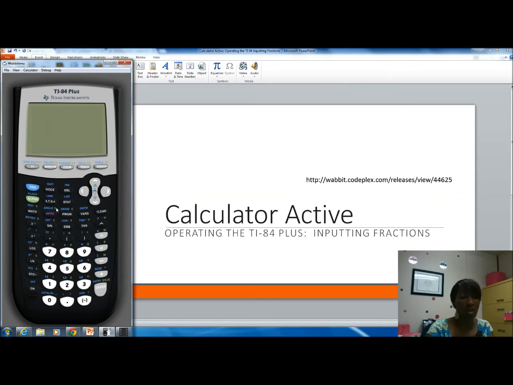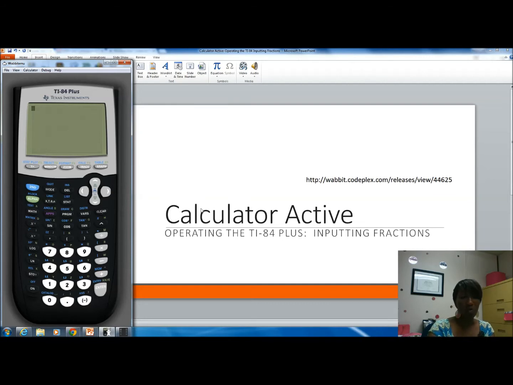You can also access this through the math key. So let's press math. I'm going to arrow over to num and then scroll down to options A, B, C, and D. So there also is a way to access this through the math key, and you can access it through the function F1.